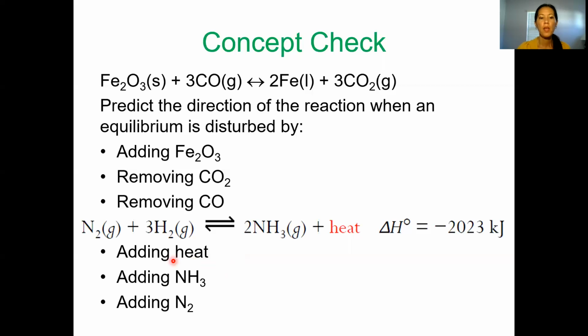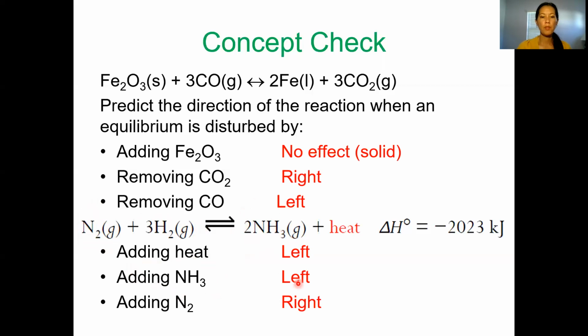Or if you add ammonia here, that's a product. If you're adding more of this, you want to get rid of it, so you shift to the left. If you add more N2, you want to get rid of it, so you'll shift to the right. Okay, so I wrote that here, and that's where I want to end today. All right, you guys.